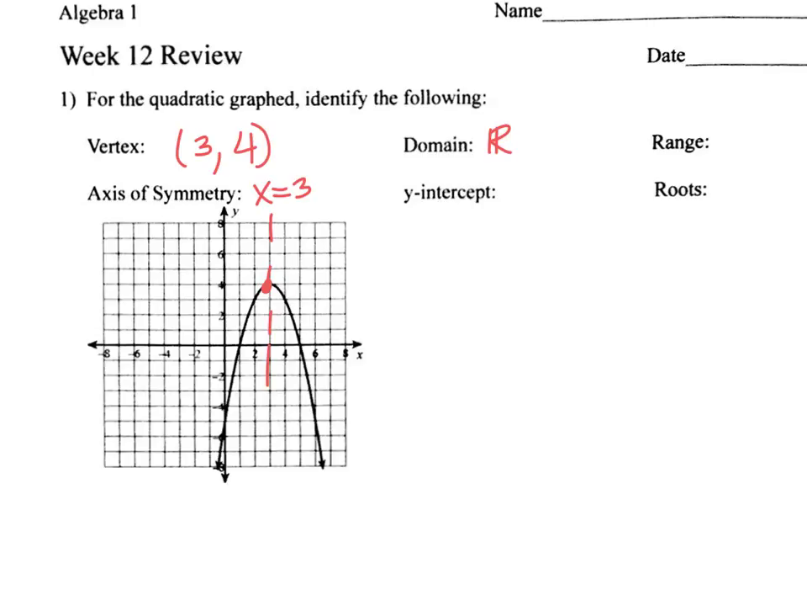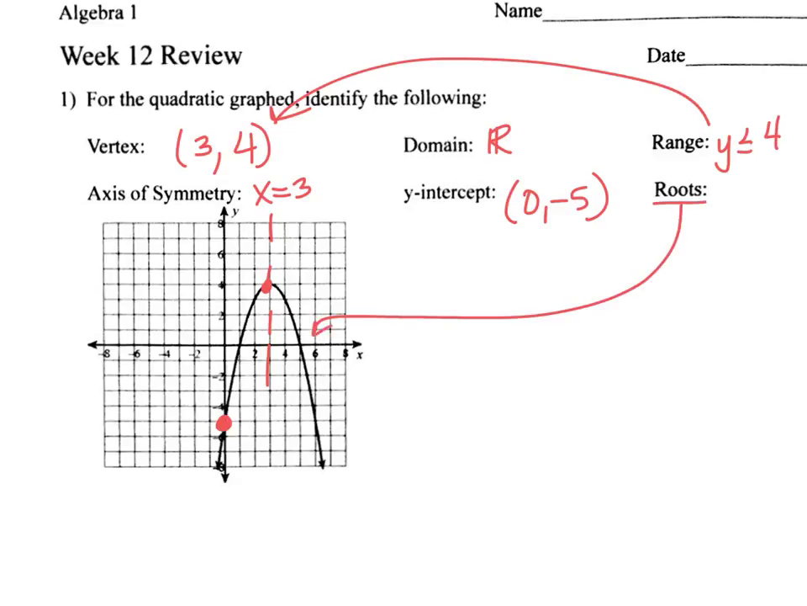Domain, all real numbers. The y-intercept, we're crossing the y-axis, which is down here at -5, so that's going to be 0, -5. Range, we can get that from the vertex, remember? This opens down, so it's going to be y is less than or equal to 4. And then roots are on the x-axis, and there should be 2 of them here, so my roots are going to be 1, 0, and 5, 0.